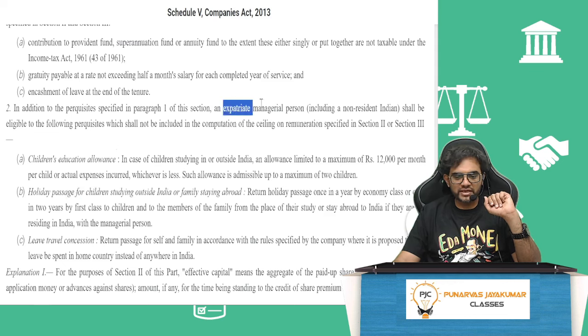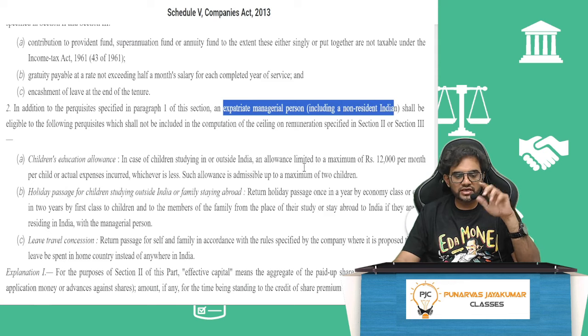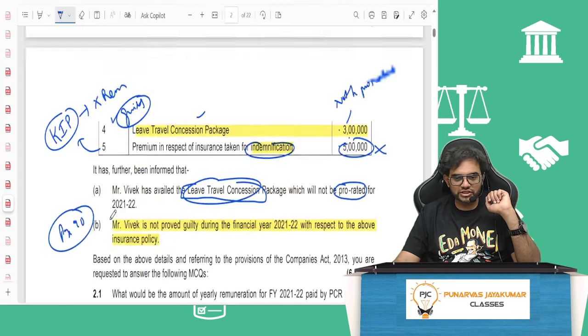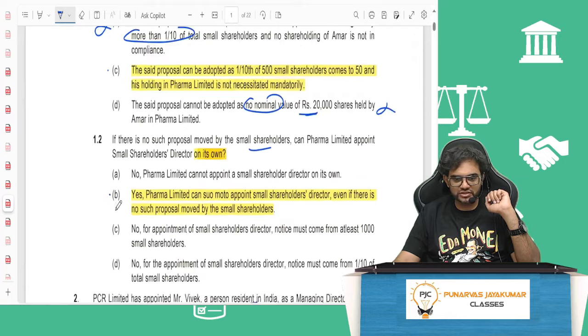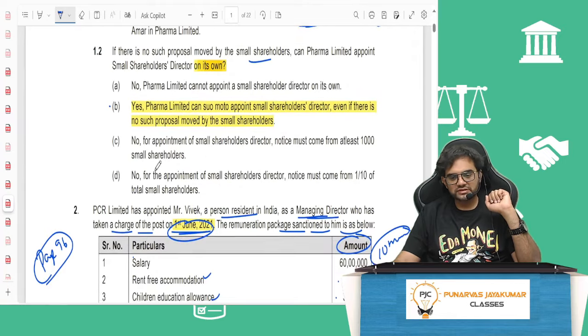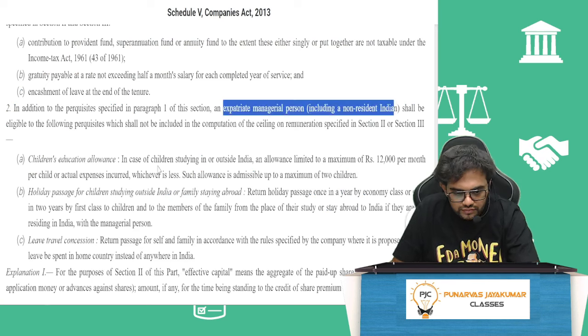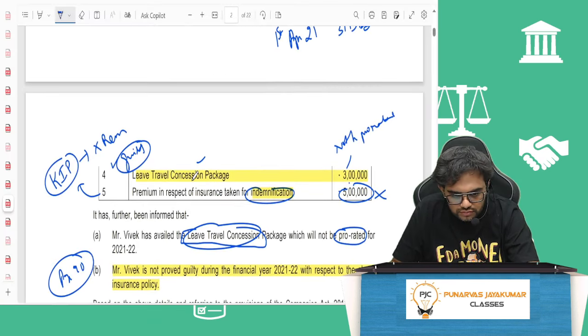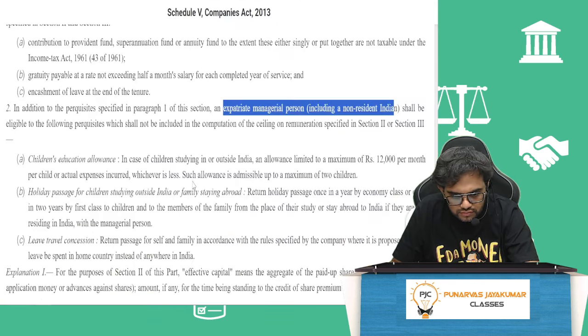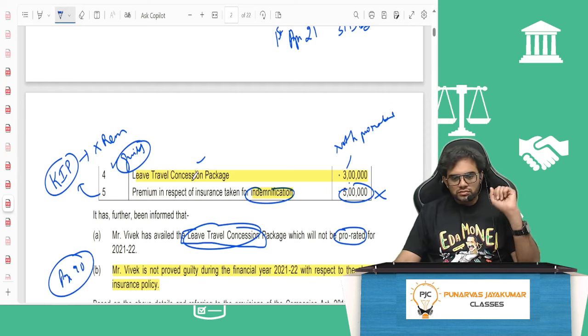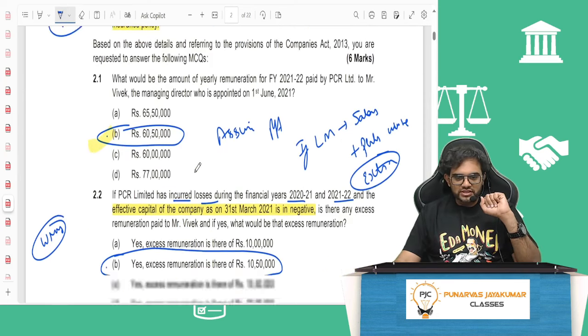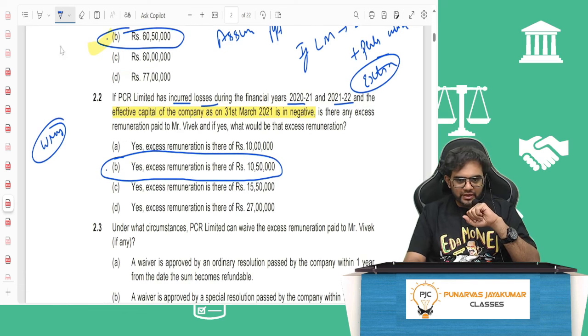If he is an expatriate, that is a non-resident Indian, it will not be included. But anyway, in this given question, they have given Mr. Vivek is a resident. Yes or no? Yes. No, answer is right. I'll tell you why. Beautiful question. My bad, my bad. Answer is right.